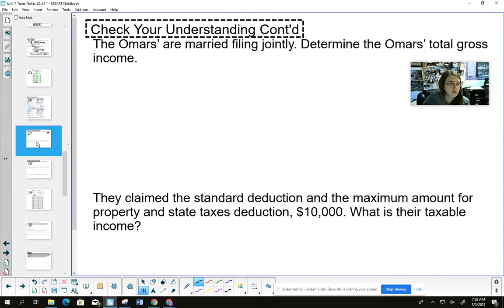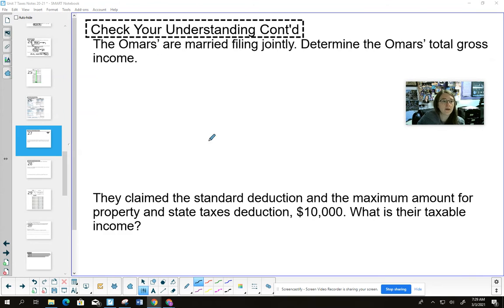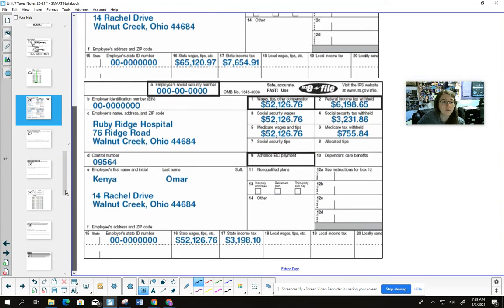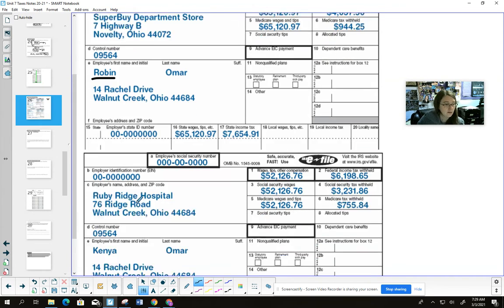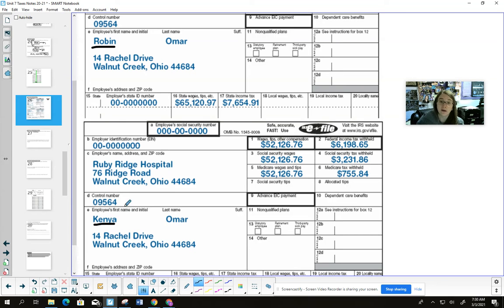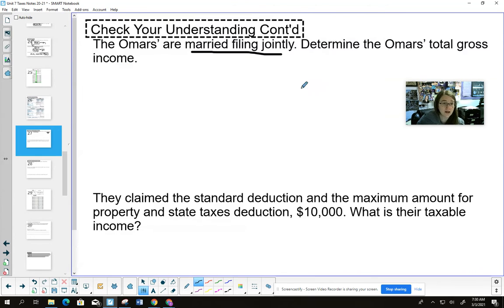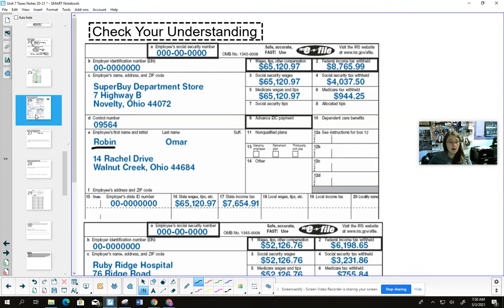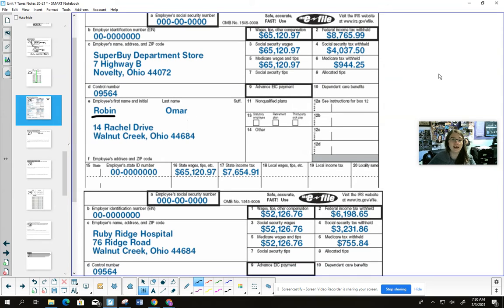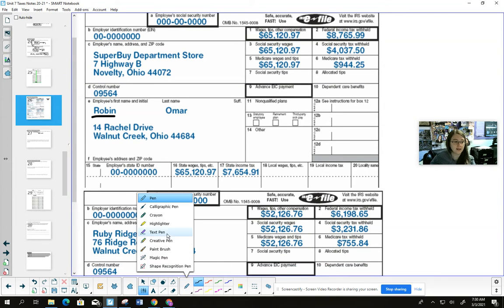So real quickly, for this one, it says the owners are married filing jointly. Determine the total gross income. So this is still the first step. If you look at the documents that we have, two W-2s. We have one for Ruben Omar, and we have one for Kenya Omar. They're married. When you file jointly, you need to add together their incomes. So let's go ahead and get going with this example. Read where it says both of their incomes and add them together because they're married filing jointly.